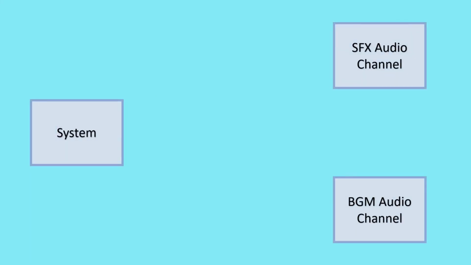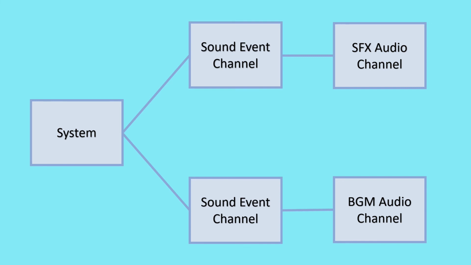Another example can be audio. Let's say you have several audio channels. Perhaps one for sound effects and another for background music. You can handle that with an audio event channel. And each audio channel can have an instance of that scriptable object.